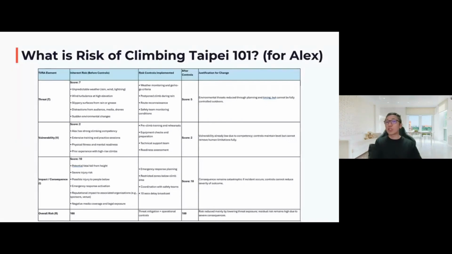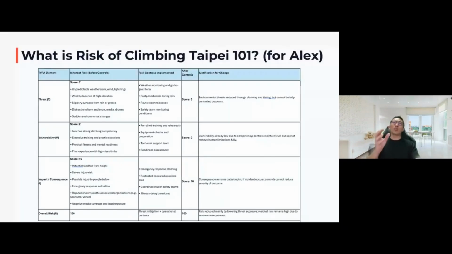There could be some environmental change. Even at the point he decided to climb, there's no rain, no wind, but halfway up in that 90 minutes, things can change. So this is threats, and that's why the score is pretty high at 7. Now, what can be done? Look at the next column, the risk control.